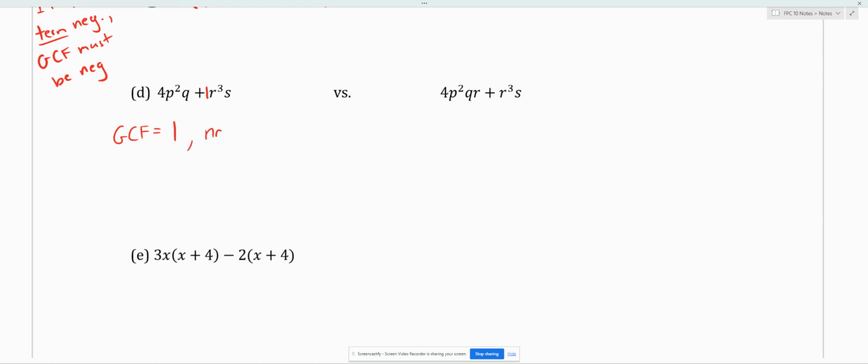So we would say non-factorable, or I'd accept cannot factor, something along those lines, because our GCF is 1.